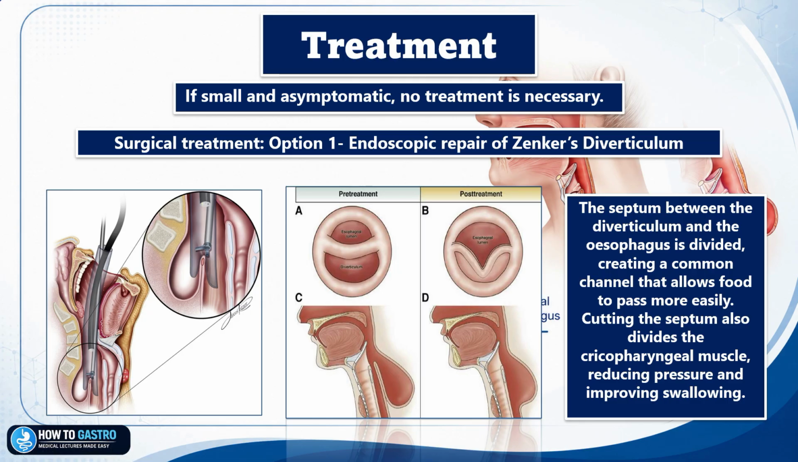Cutting the septum also divides the cricopharyngeal muscle, reducing pressure and improving the swallowing, or the dysphagia, of these patients. So the endoscope is introduced and we cut or slice the septum, and it provides one large channel for more food to flow freely.